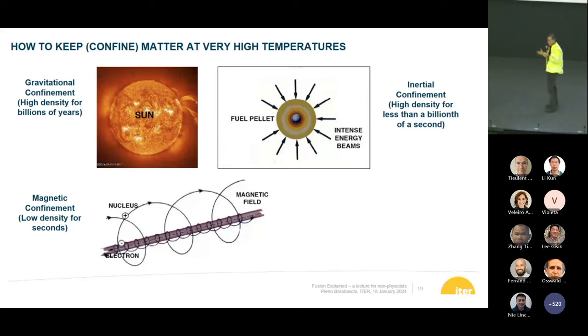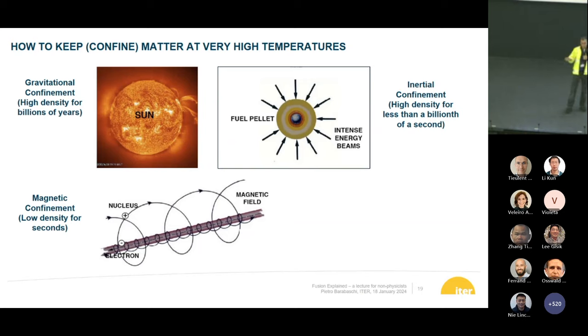Again, in the sun, gravity makes sure this is possible. And on Earth, there is the physics phenomenon that goes on in nuclear bombs. Nuclear bombs are a dynamic phenomenon, so it is basically compression. I'm not going to go into nuclear bombs, naturally.